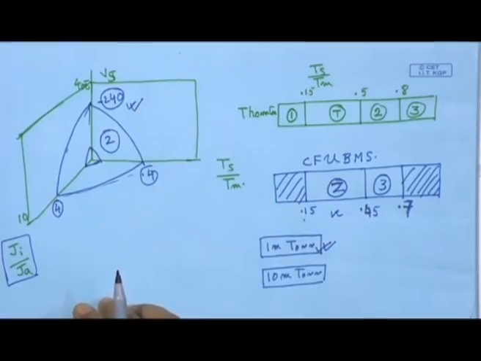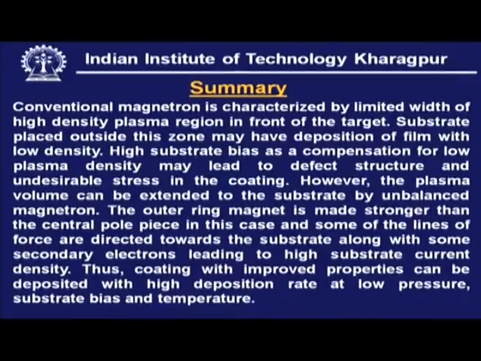So, with that we can make a summary. Conventional magnetron is characterized by a limited width of high density plasma region in front of the target. A substrate placed outside this zone may have deposition of film with low density. High substrate bias as a compensation for low plasma density may lead to defect structure and undesirable stress in the coating. However, the plasma volume can be extended to the substrate surface by an unbalanced magnetron.